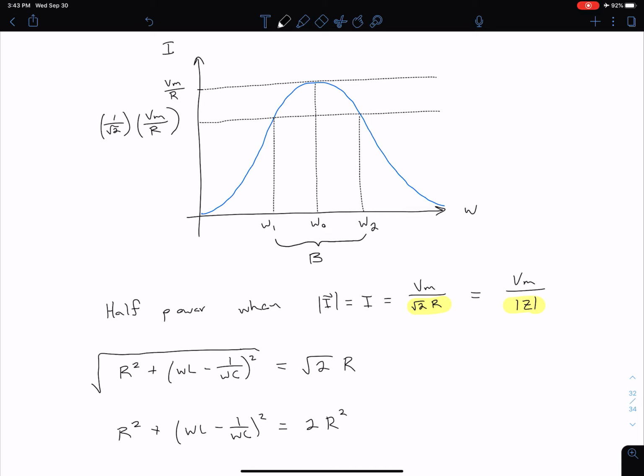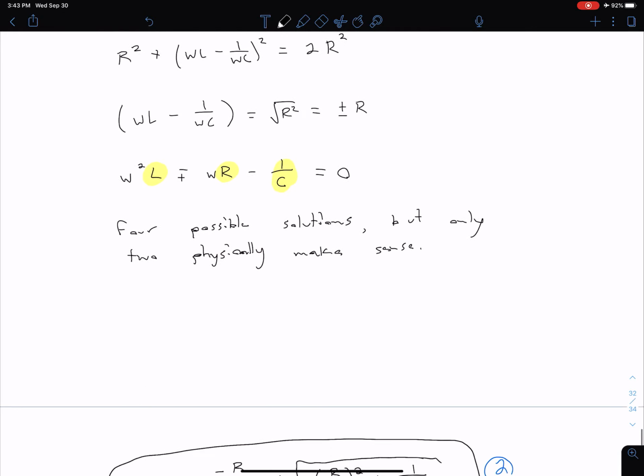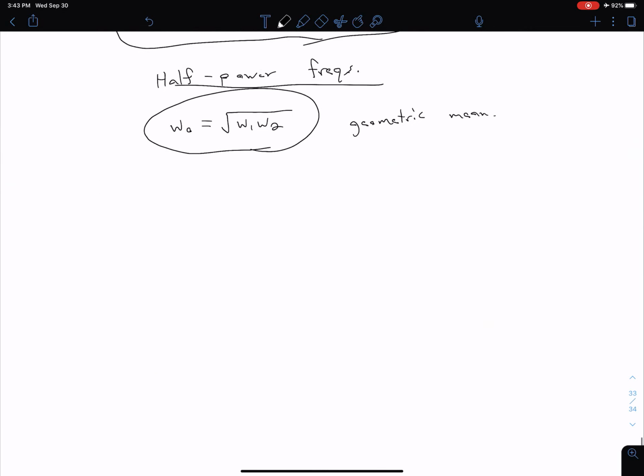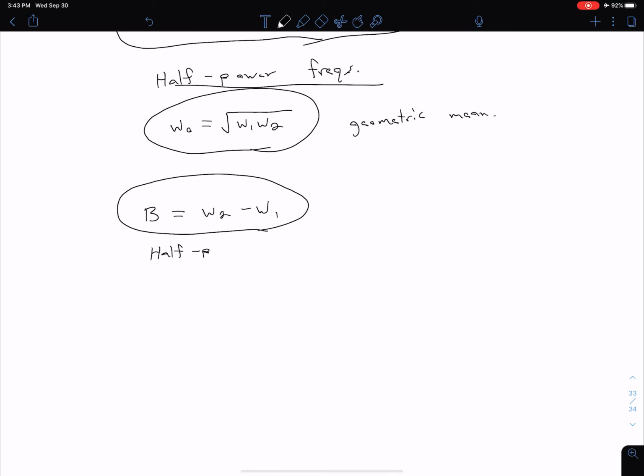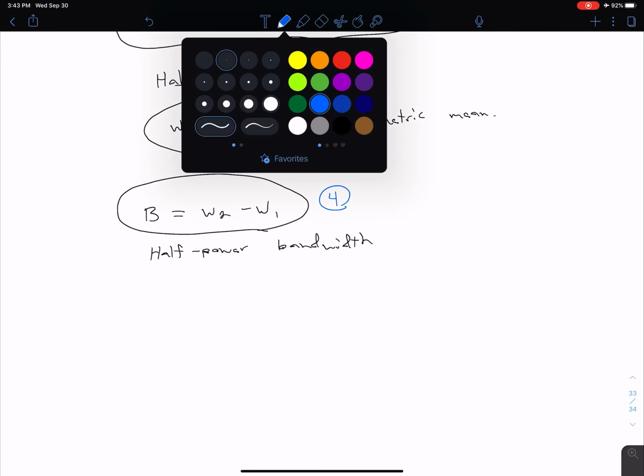In this particular case, because omega 1 and omega 2 correspond to our half power points, this is going to be a half power bandwidth. So we can define B as being omega 2 minus omega 1, and we say this is our half power bandwidth. To be consistent with the notes, I'm going to label this as equation 4.